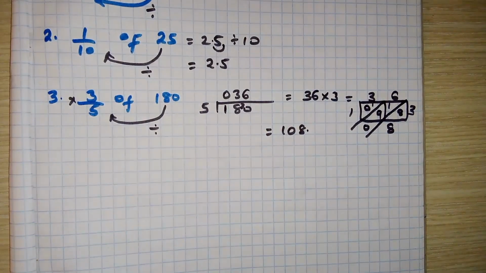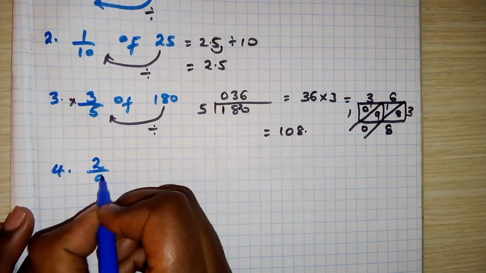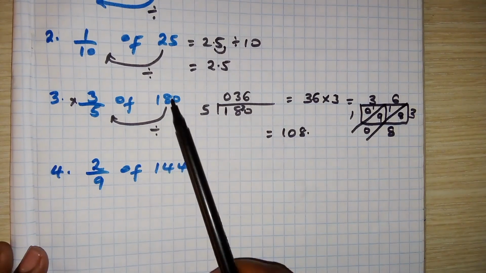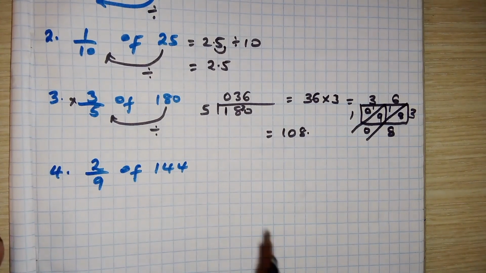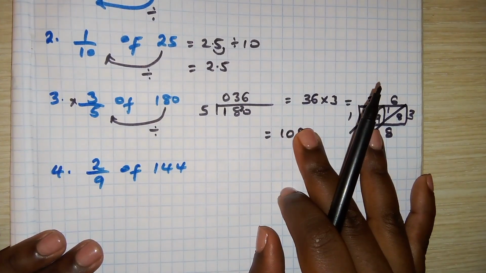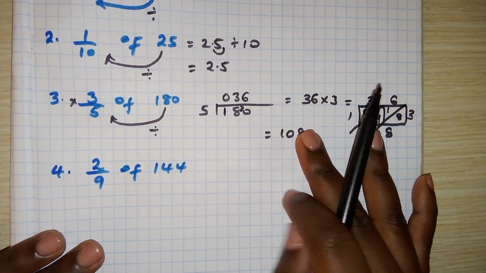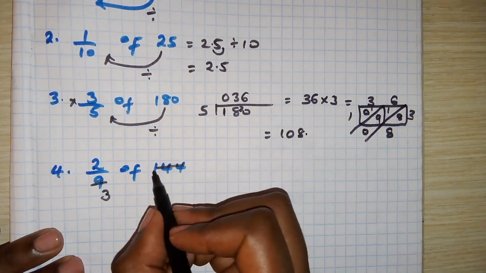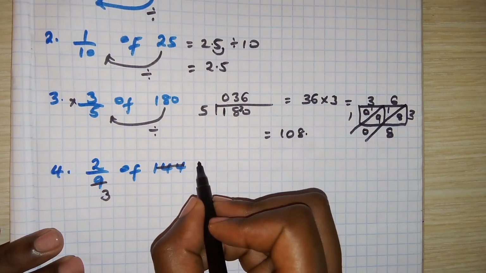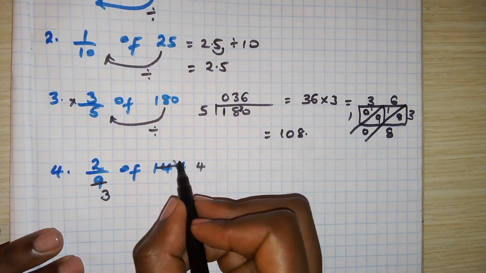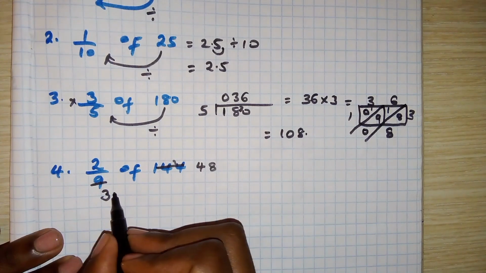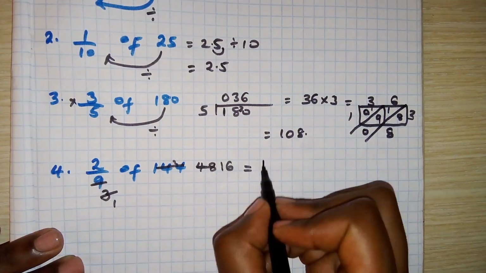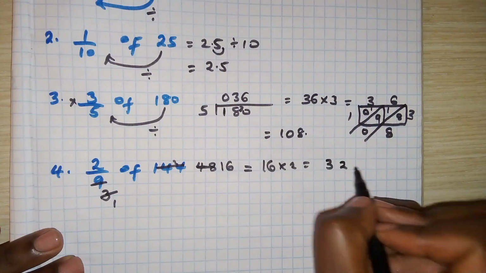Okay. Another question, number 4. 2/9 of 144. So we have established that these two we are dividing. So let's see if we can apply cross cancellation. Can we apply cross cancellation? Yes, we can. So divide by 3 is 3. Divide by 3 would be 3 goes into 14 4 times because of 12. Remainder 2, that's 24, 8 times. 3 goes into 48, 16 times. Then you have 16 times 2 is 32.